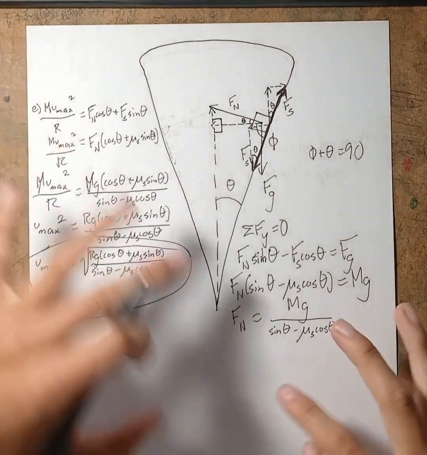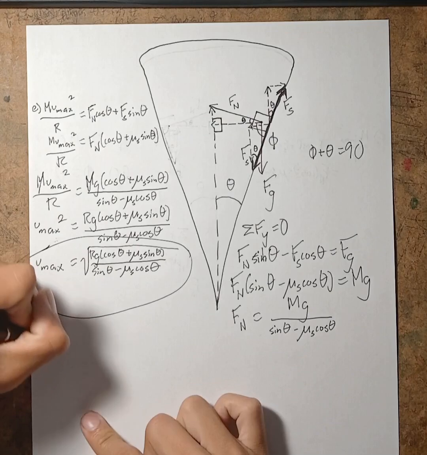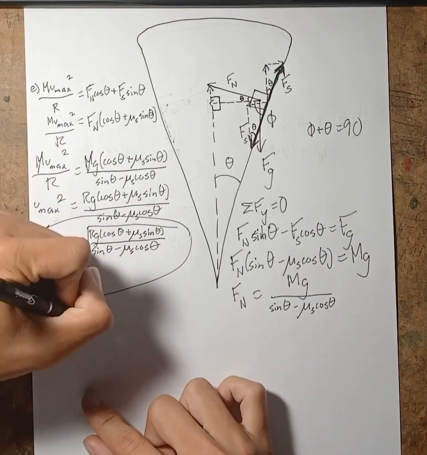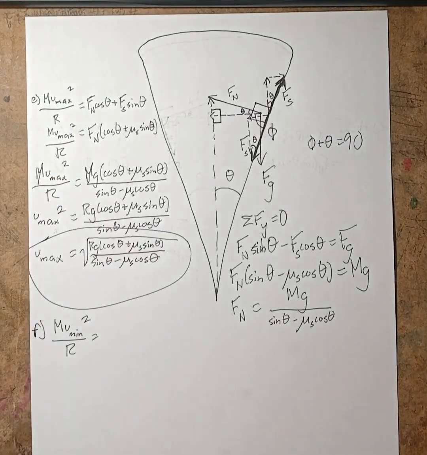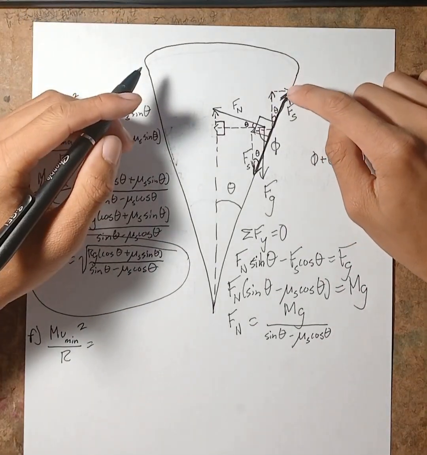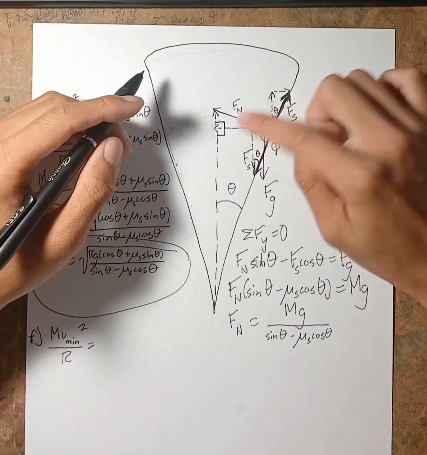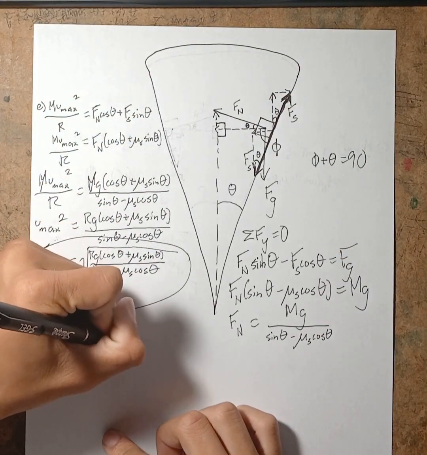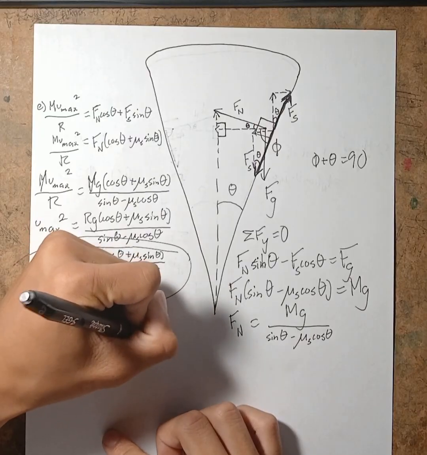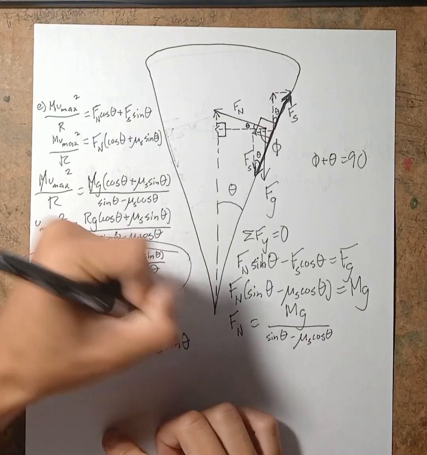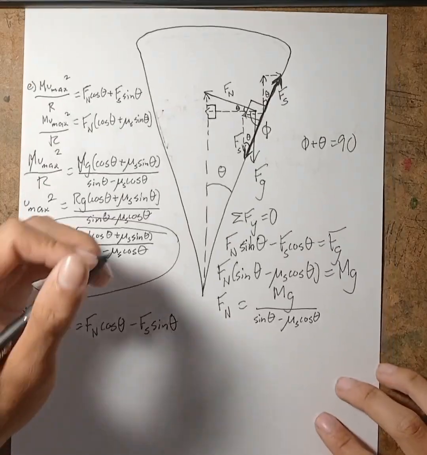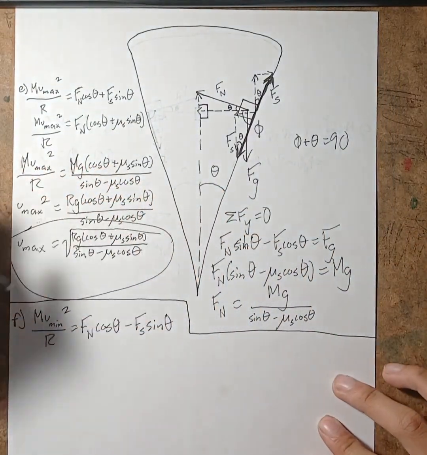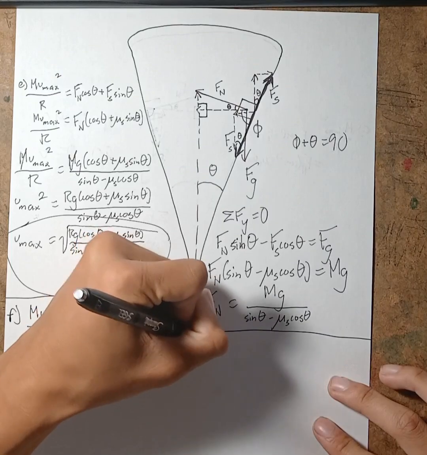Now, we basically do the same thing we did here. So mv min squared over r equals, this time we're subtracting the horizontal component of Fs from Fn because it's pointing away from the center. So Fn cosine theta minus Fs sine theta. And then we'll just little divider here. And then again, net force in the y direction is 0.